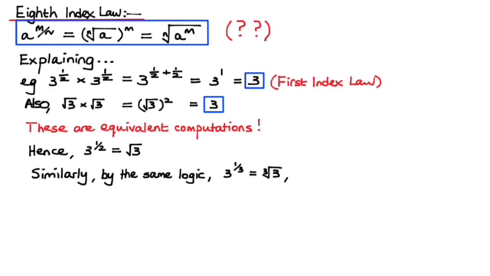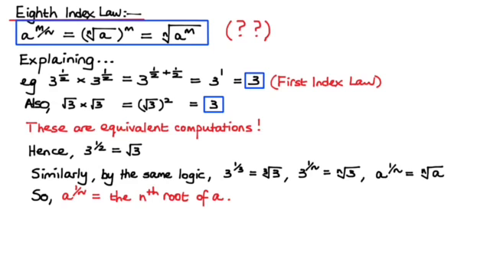Okay guys? Similarly, if you use the same logic, you can show that 3 to the third is the cube root of 3. And if you want to generalise that, you can show that 3 to the 1 over n is the nth root of 3. Or completely generalising, you can say that a to the 1 over n is the nth root of a. So a to the 1 over n is, in fact, the nth root of a. Alright? Now there's one final step here and another leap of logic, which I'll explain to you as we go.